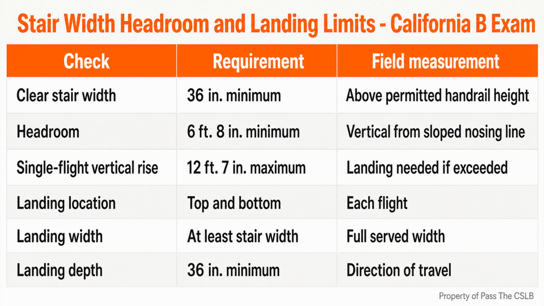Uniformity deserves special attention because a small layout error can repeat through the entire flight or show up at only one end. The maximum permanent variation is 3/8 of an inch within one flight. That limit applies to riser height and tread depth. Suppose a crew lays out every rough riser consistently, but forgets to account for the finished tread at the bottom. Once the treads are installed, the bottom rise can become taller than the interior rises.